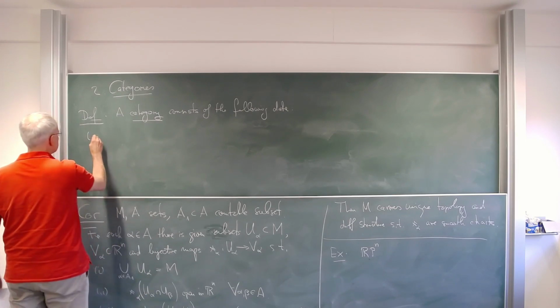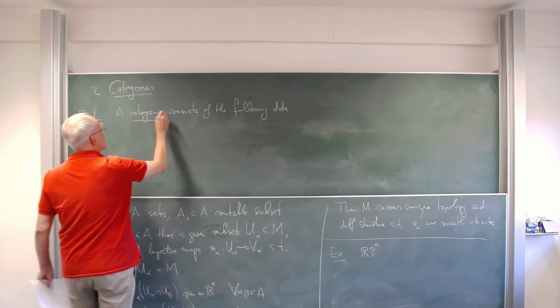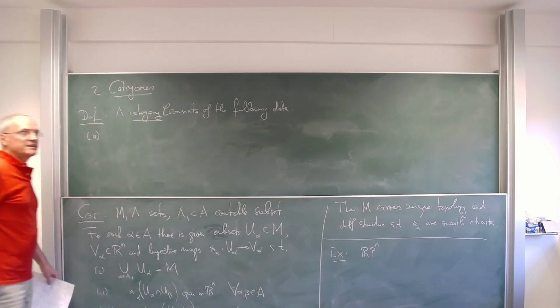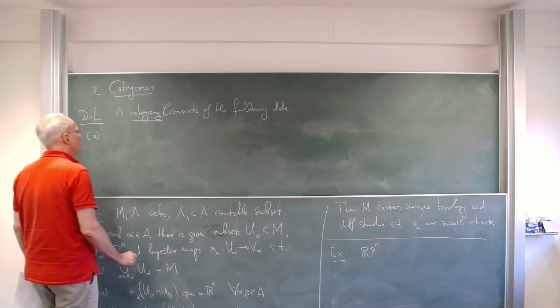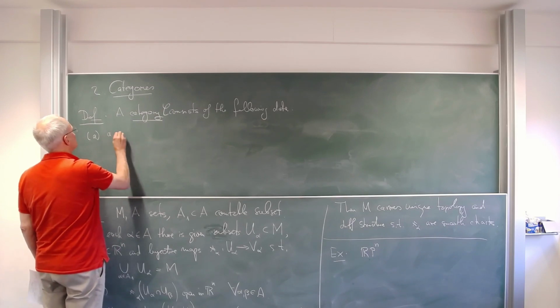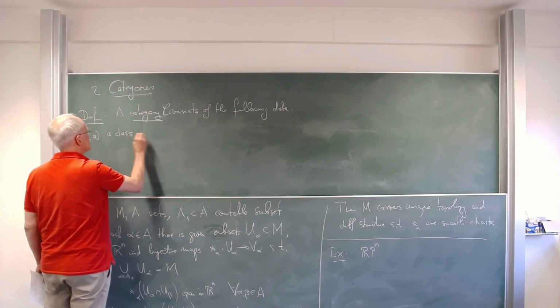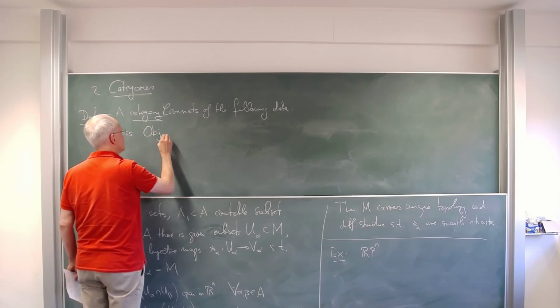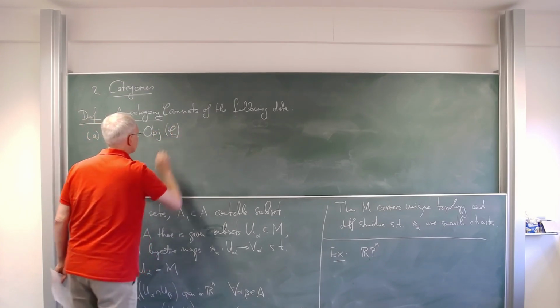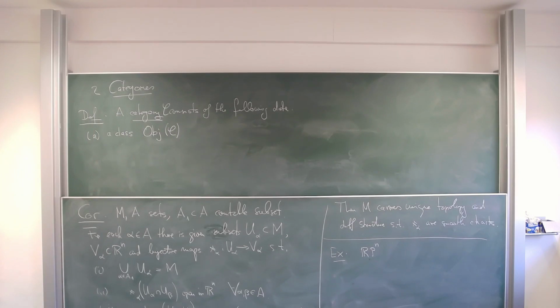So the first thing is, let me call the category curly C. It consists of the following data. First of all, I have a class of objects in the category. I'm not saying a set because I want to consider a thing like the category of all sets.